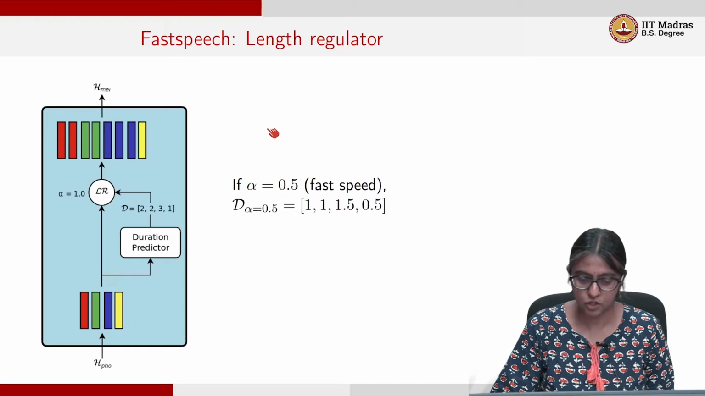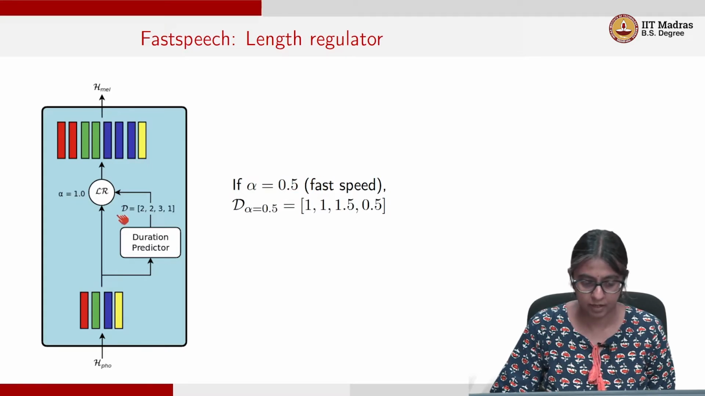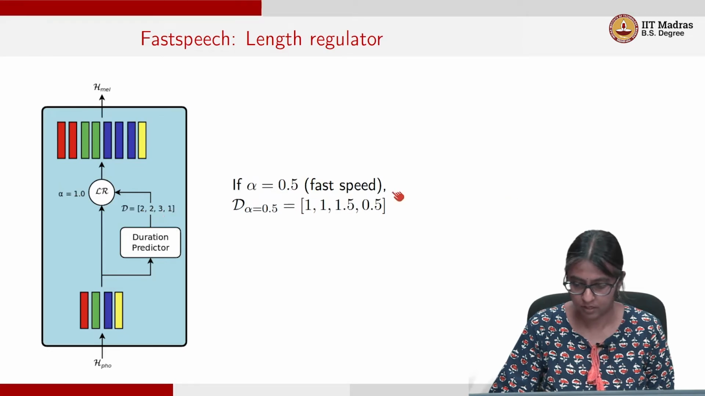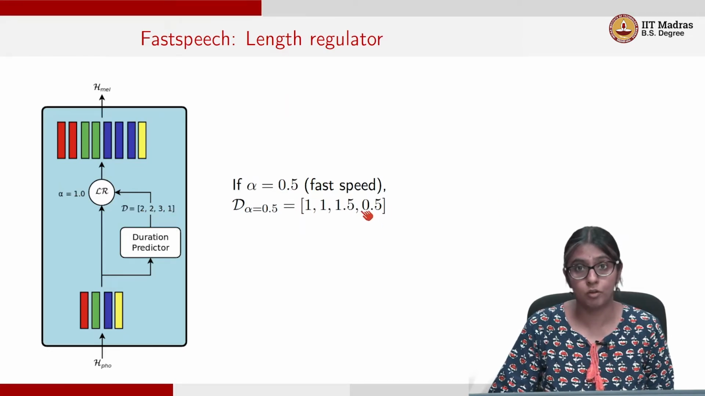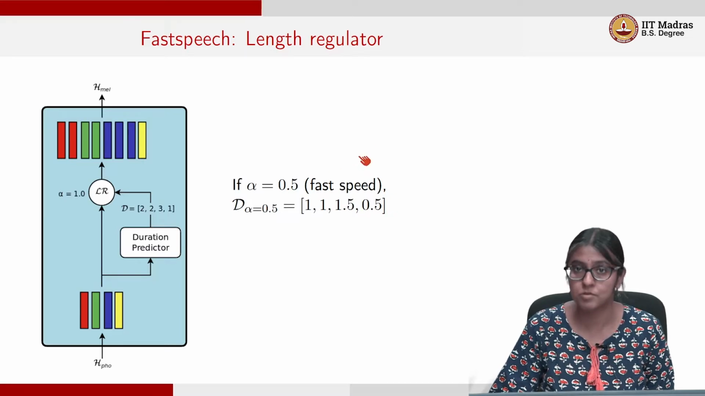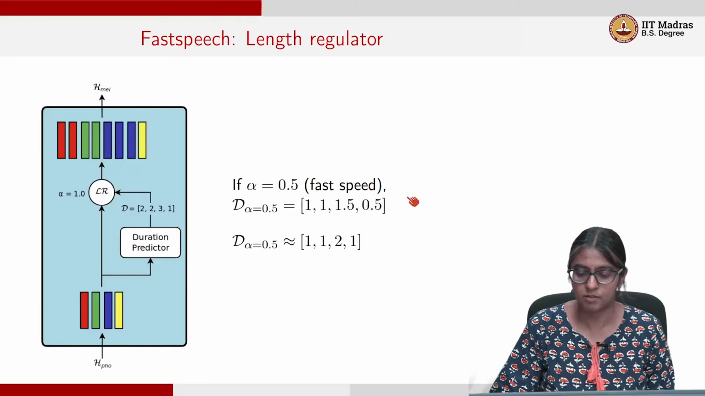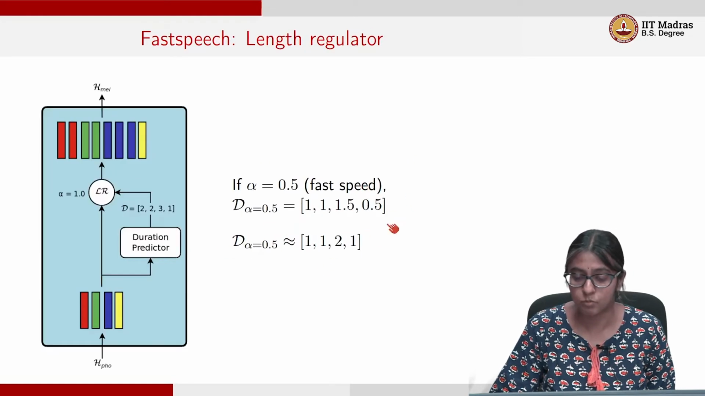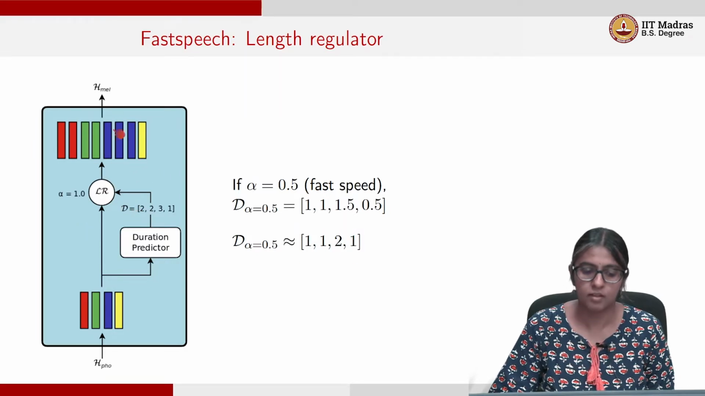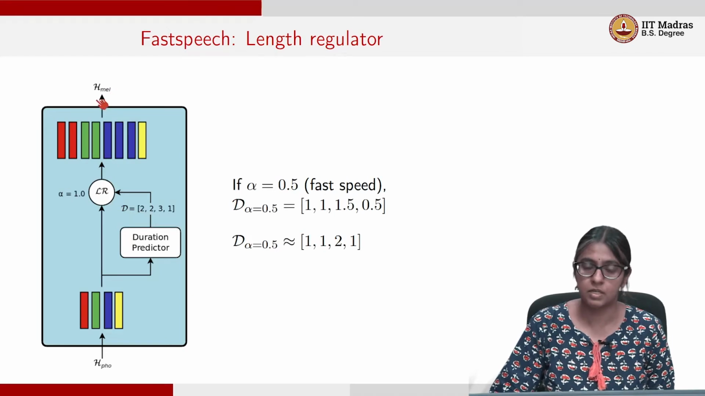So, as I mentioned earlier, if I want to speed up the synthesis output, here I have alpha equal to 0.5. Then I just multiply this 0.5 with this. So, I get 1.5 and 0.5, just this. But I cannot have the number of frames in decimal values. It should be integer values. So then we just round off, or here we use a ceil operation. So we have 1, 1, 2, 1. So if the output of this particular thing is 1, 1, 2, 1, then the synthesized output is speeded up.